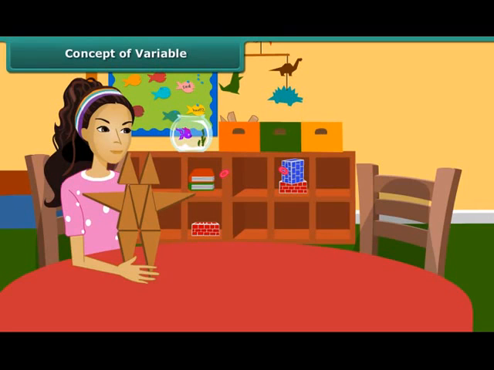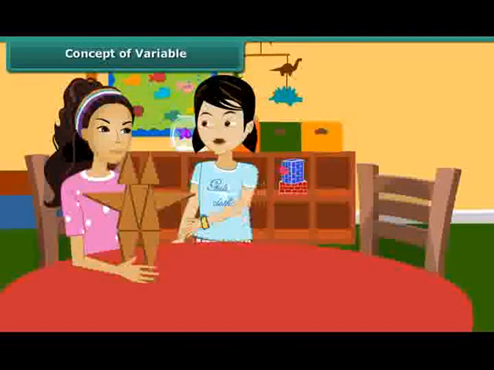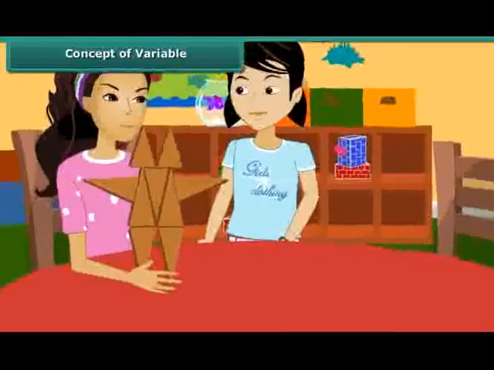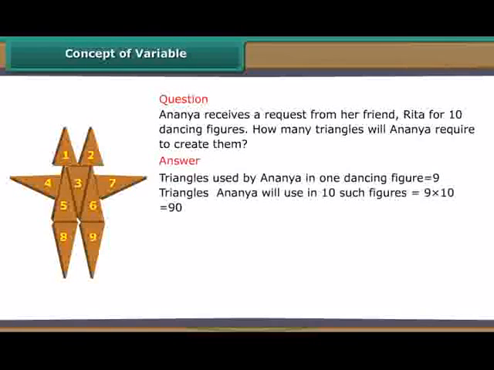Ananya creates dancing figures using triangles made of wood. One day she receives a request from her friend Rita for 10 such dancing figures. How many triangles will Ananya require to create them? Take a careful look at the dancing figure. Ananya uses 9 triangles to create it. Therefore, in 10 dancing figures, Ananya will use 9 into 10 is equal to 90 triangles.